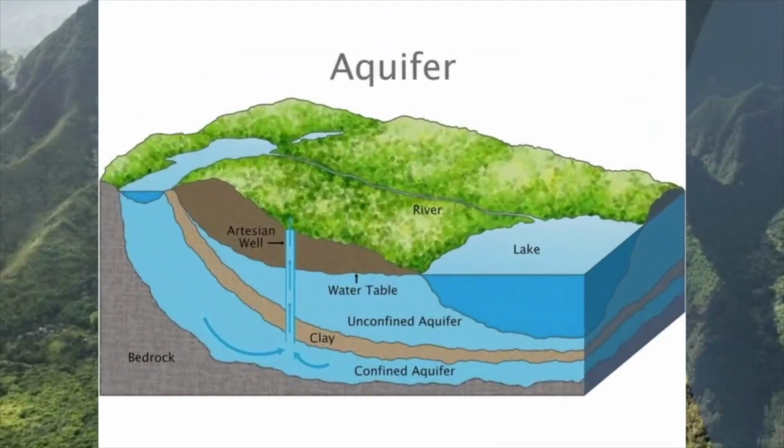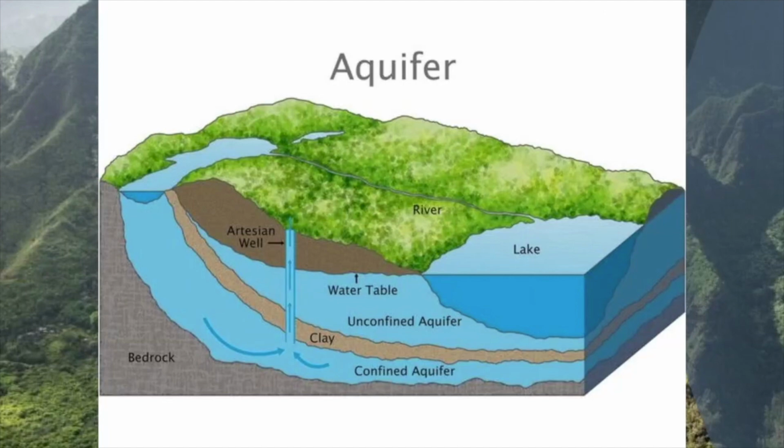An aquifer is an underground layer of permeable rock, sediment, or soil that yields water. You can think of it as a natural underground storage tank for fresh water. Water can be pumped from aquifers to be used for drinking water, household use, irrigating crops, and more.